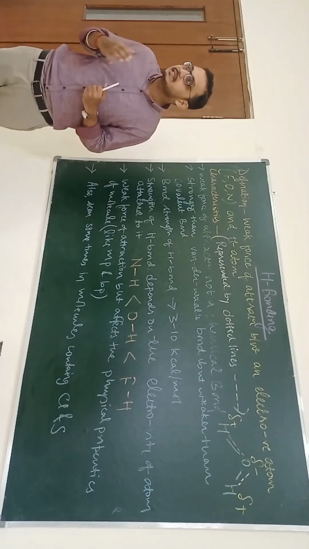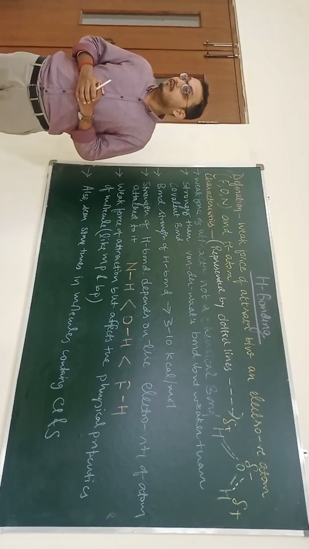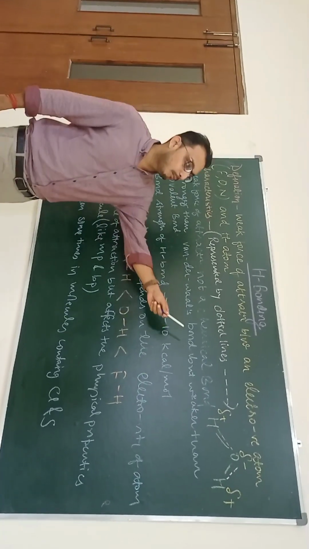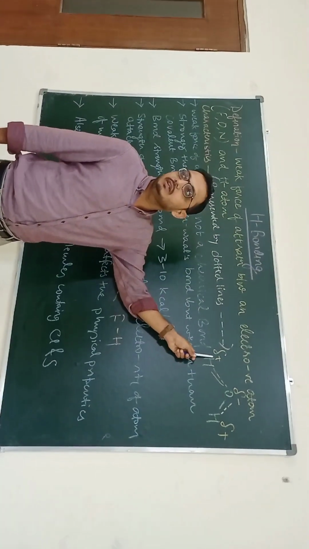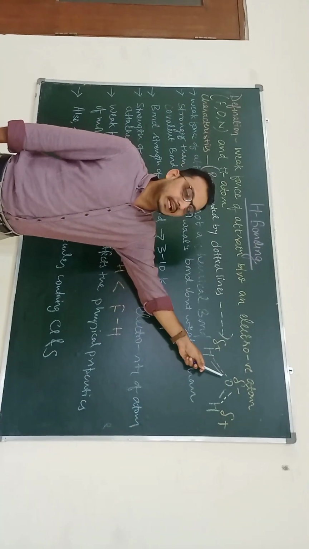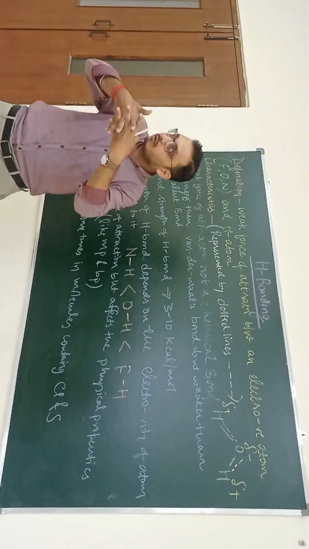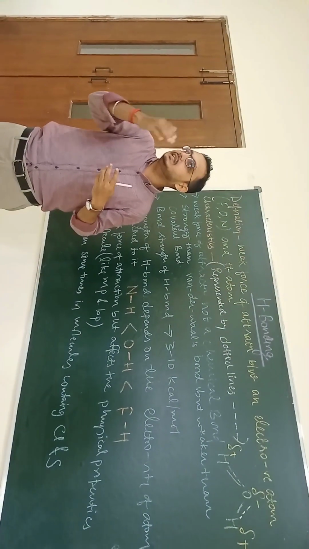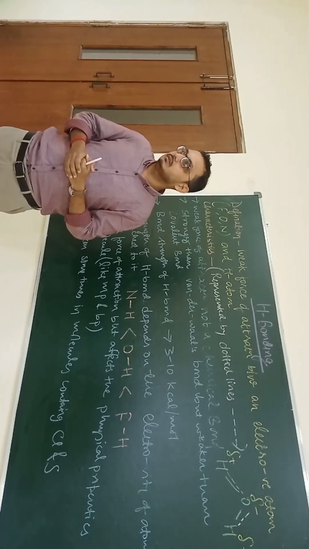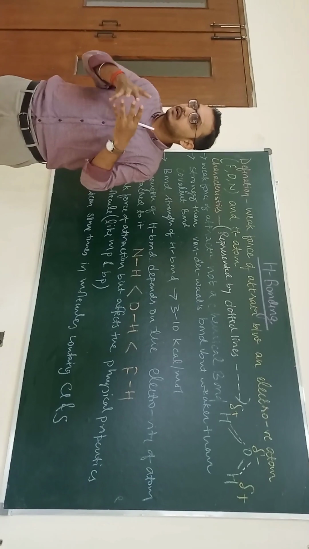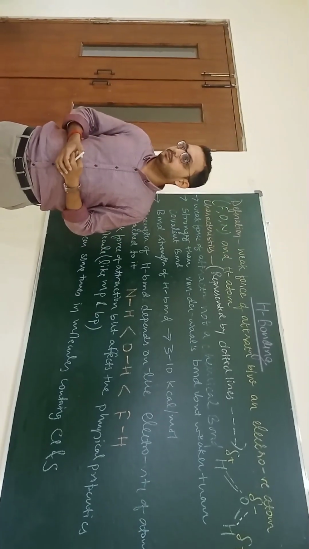So it changes the physical property of a compound. For example, the boiling point of water is more because it has an additional bond, that is the hydrogen bond between the electropositive hydrogen and the electronegative oxygen. So the more the strength of the hydrogen bond, the more energy is required to break the bond. Am I clear?